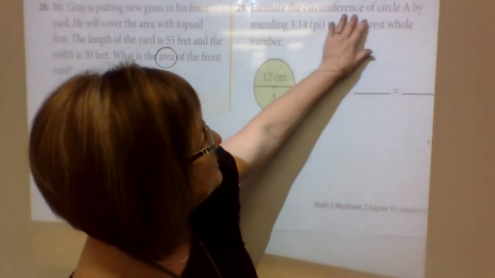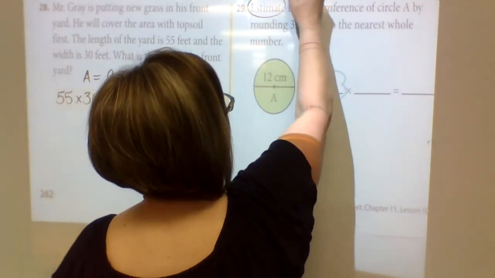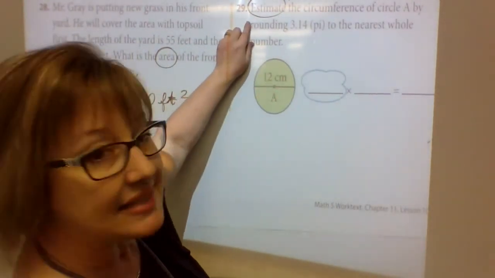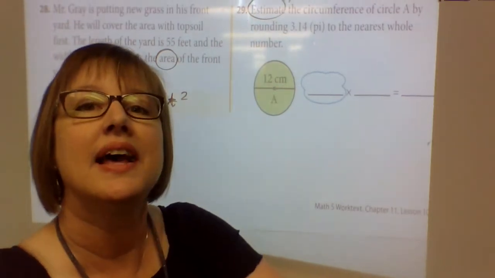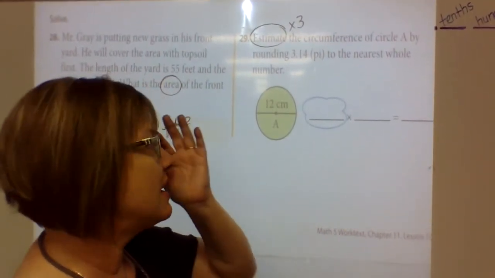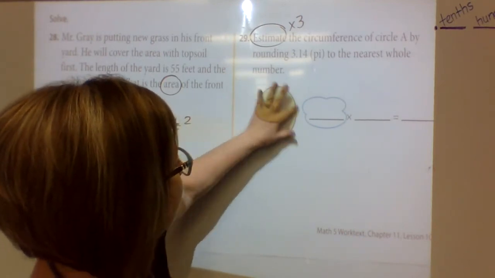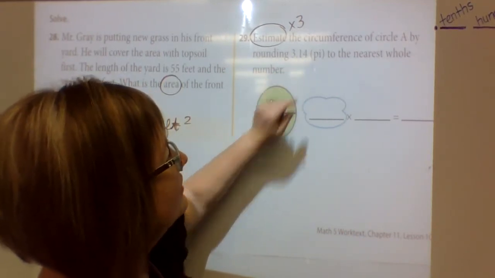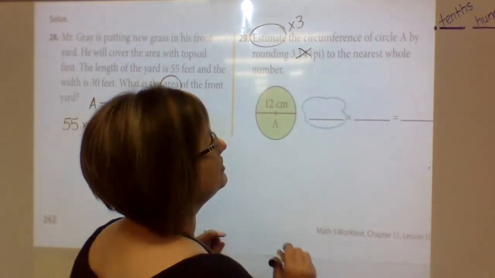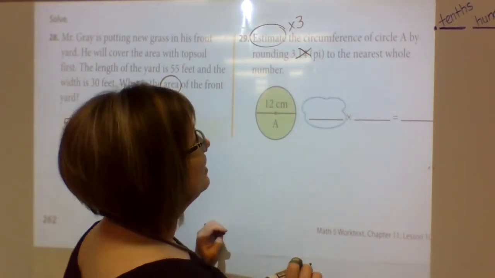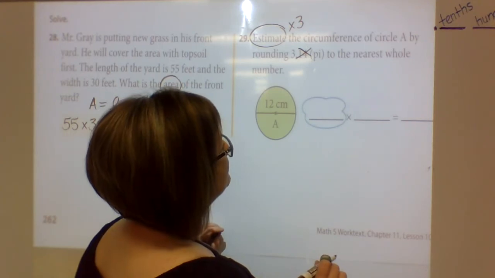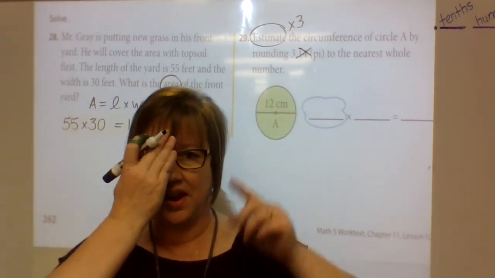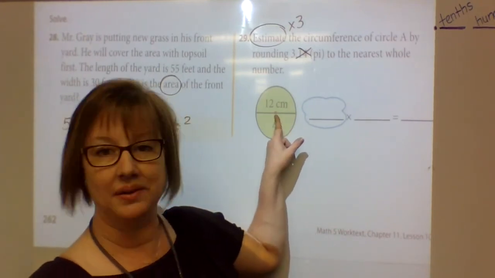Okay, estimate this, estimate, we like that. That means times 3 instead of times 3.14 pi. Okay, estimate the circumference of circle A, this is circle A, by rounding pi. So make it easy to do in our head. Round pi to the nearest whole number. Okay, here's my head, that's that little point in the middle.